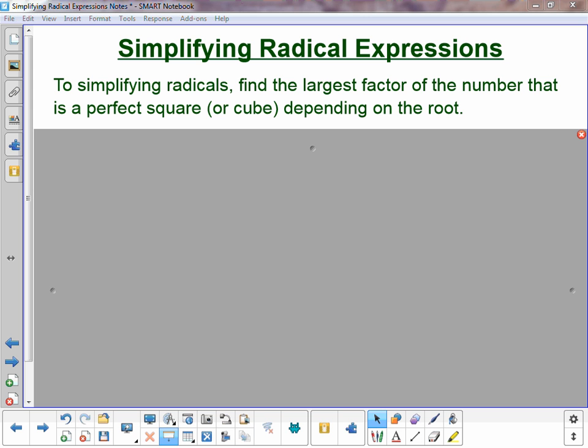So when you simplify a radical, you want to find the largest factor of that number that is either a perfect square or a perfect cube, if it's a cube root. And remember, a factor is what? What's a factor of a number? Yes, so like 49. The factors of 49 are 1, 7, and 49, right? Because all of those numbers divide into 49 evenly.